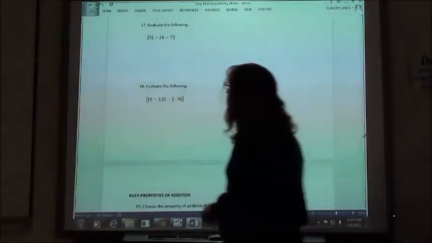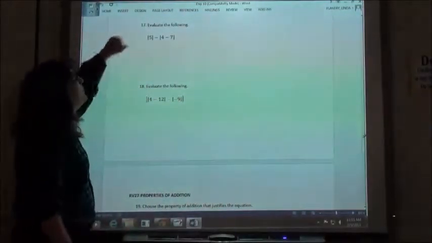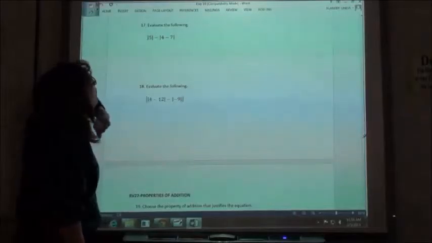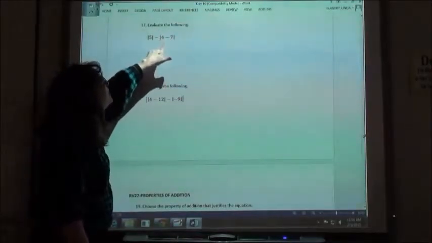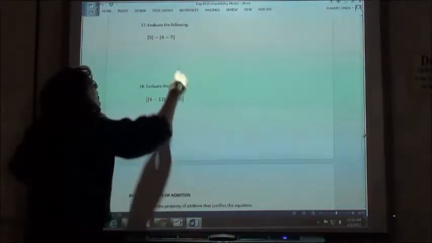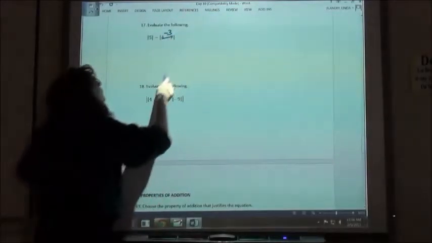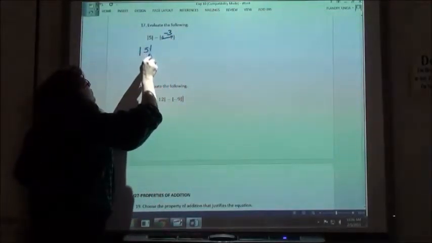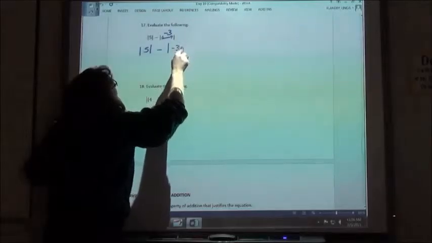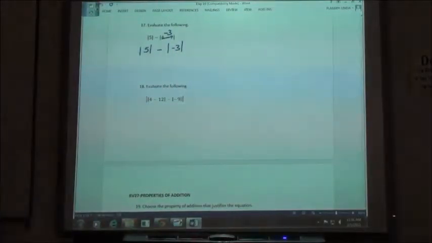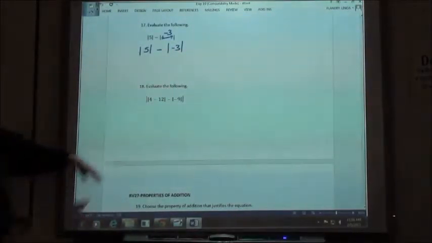Number 17. We have the absolute value of 5 minus the absolute value of 4 minus 7. I have to simplify that into one number first. 4 minus 7 is negative 3. So I have the absolute value of 5 minus the absolute value of a negative 3. I'm then going to simplify my absolute values.